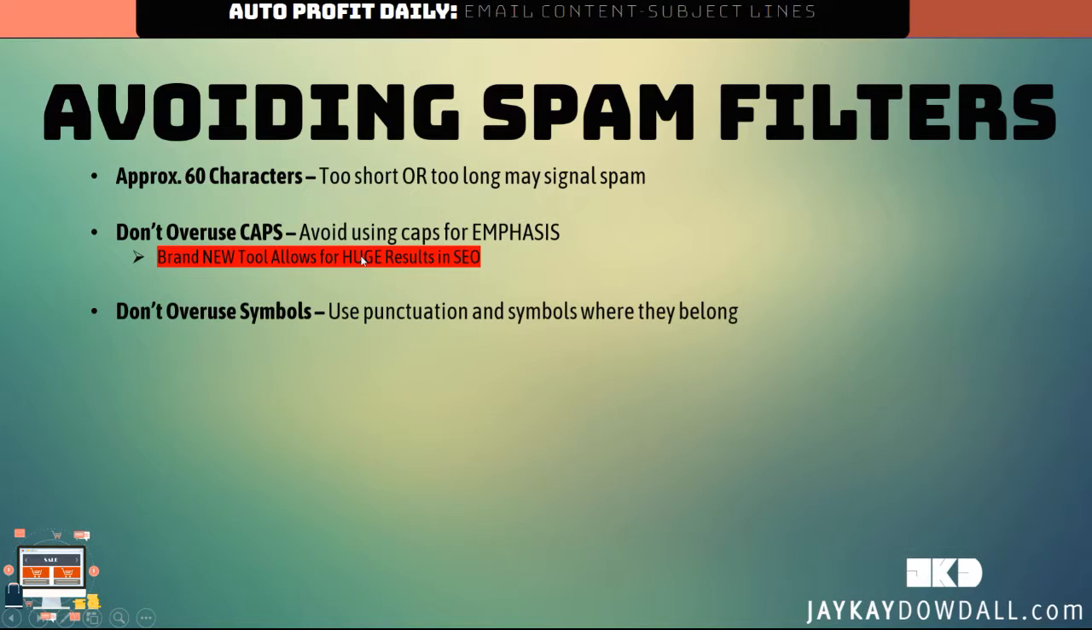So the next thing we want to do is make sure that we don't overuse symbols. So use punctuation and symbols where they belong. You don't want to overdo it. This is another subject line I pulled out of my promo tab, out of my spam filter, and it has square brackets here. Case study reveals why only 5% of marketers ever make it. So the 3 exclamation marks here, you don't want to have that. 1 exclamation mark would have been fine.